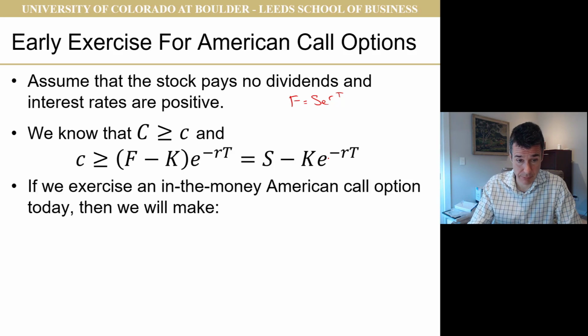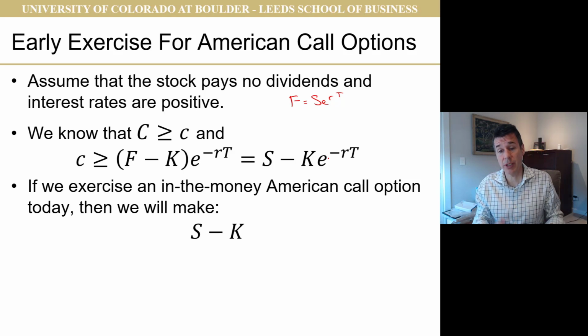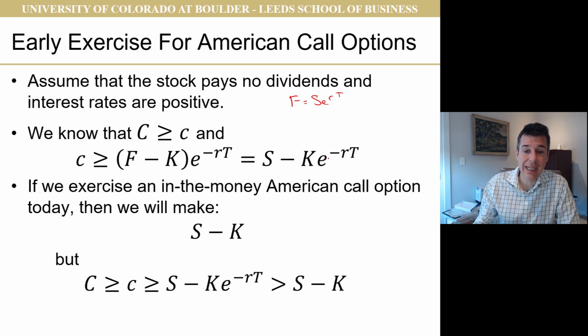That's a European call. Now, if we exercise an in-the-money American call option today, we're going to make S minus K. So the real question here is, which is more valuable? S minus K is smaller than S minus K e to the minus RT. K e to the minus RT is a smaller number than K, right? We're discounting cash, so that's a smaller number than K. And remember, we made interest rates positive here. So that means that S minus K is smaller than S minus K e to the minus RT. That's strict. That's smaller than a European call option, which is smaller than an American call option.